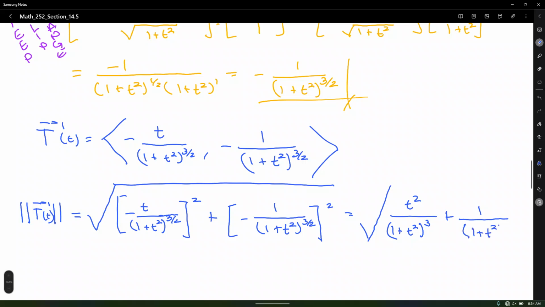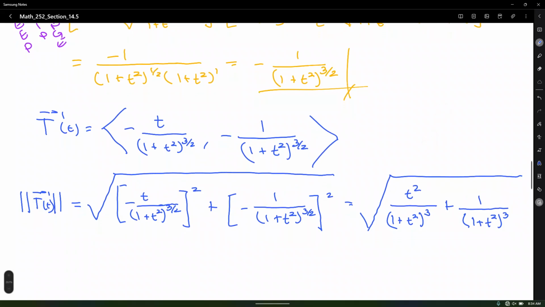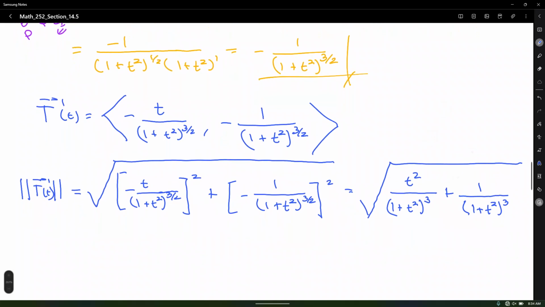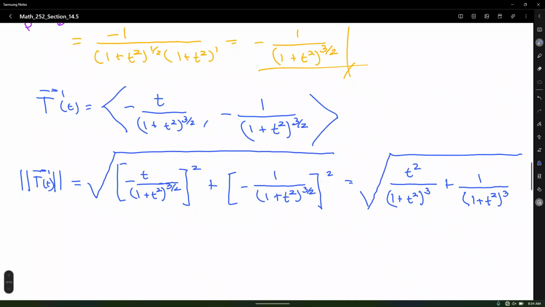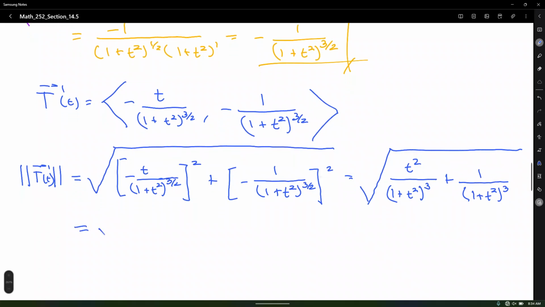1 plus t squared to the 3rd power. Alright? Okay, well, the good thing here is we have the same denominator, so we may go ahead and combine. There's no need to multiply any numerators or denominators of any of the fractions by a missing fraction, so it's going to simplify really nicely, you'll see. So that's the square root of t squared plus 1 over 1 plus t squared cubed.